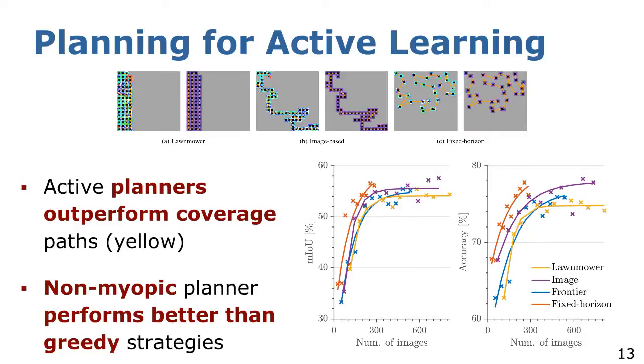We evaluate the behavior and performance of our proposed planning framework. Qualitatively, the planned paths confirm the adaptive behavior of our approaches targeting regions of high model uncertainty. Quantitatively, better active learning performance is reflected by maximizing accuracy and mean IOU with fewer acquired labeled images. As indicated by steeper rising curves, our proposed fixed horizon and image-based strategies, in orange and purple respectively, clearly outperform a classical coverage-based baseline in yellow, since they allow active decision-making for data collection.